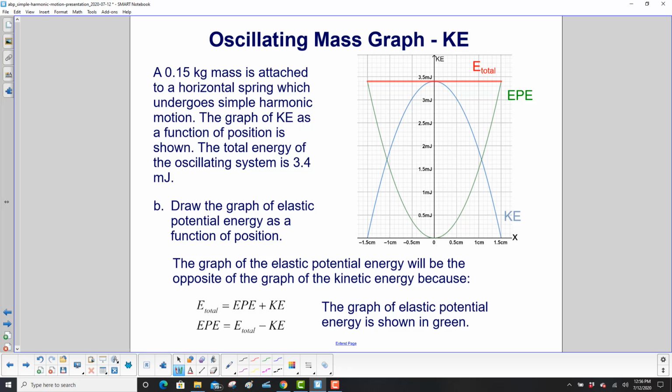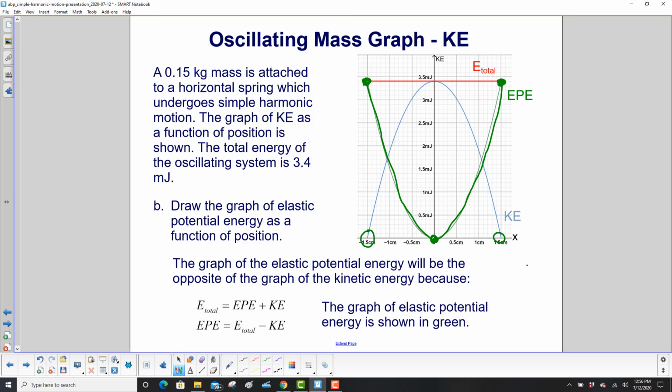Draw the graph of elastic potential energy as a function of position. Well, let's see. We know at the endpoints you have zero kinetic energy, because the mass momentarily stops before reversing direction, so you'll have a maximum EPE, which will equal the total energy. In the middle, you have maximum kinetic energy, so you'll have a zero elastic potential energy. And then you just know, hopefully from working the problems, that it's a curve that connects up those 3 points, so that's your elastic potential energy.